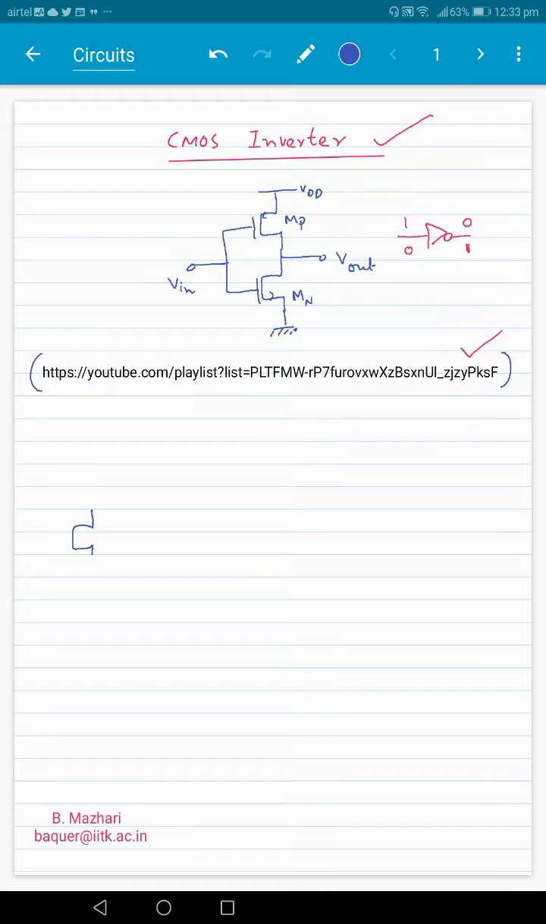The simplest inverter, if I use an Nmos transistor, is if I just take a resistor RD and connect it to VDD here. So that's the simplest inverter that we can form using an Nmos transistor.